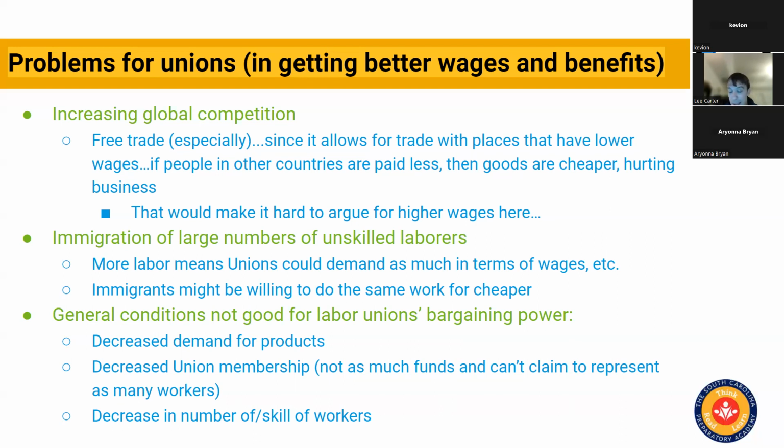Now, some other things that are generally not good for the power of labor unions is a decreased demand for their products, because then, well, you don't need that many workers anyway. Decreasing union membership. So if they don't have as much funds in their union or they can't claim to represent all the workers, that's not going to be very good for the labor union's bargaining power either. And then if they don't have the amount of workers, the skilled workers, then that means they can't really bargain for better conditions either. Right.